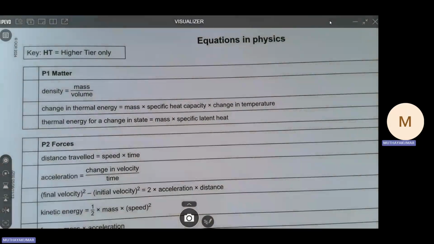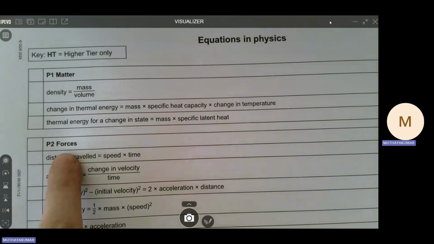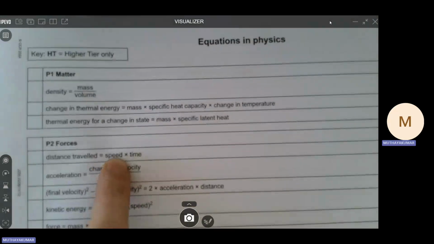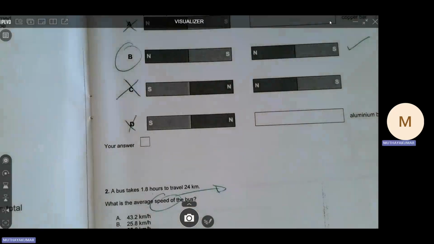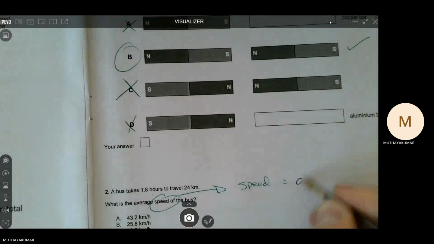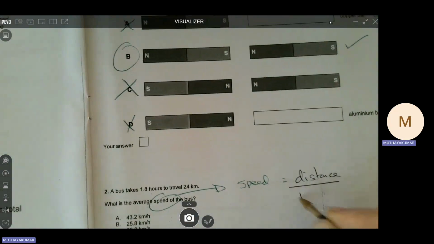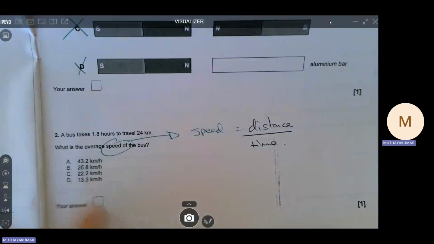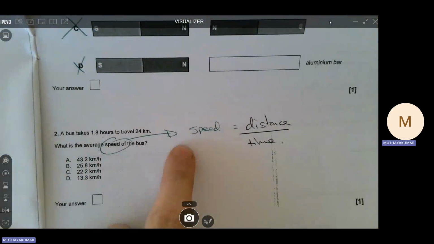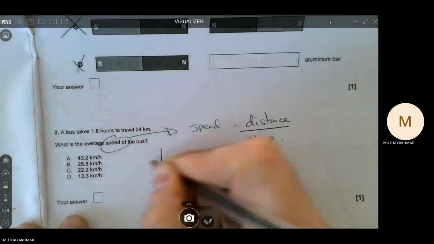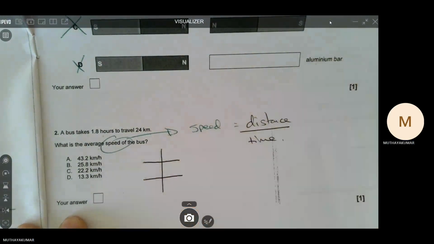So if you look down, this is to do with motion, which is in P2, which is forces and motion. And you see this is the equation that we need. Distance traveled is speed times time. We're asked for speed. Speed equals distance divided by time. Now, this is actually a relatively easy question, but I'm going to do it 100% properly, so that if it's a bit harder, you'll know the way to lay it out and you'll spot the tricks that they might put in. So I would encourage you to draw a little grid like this.